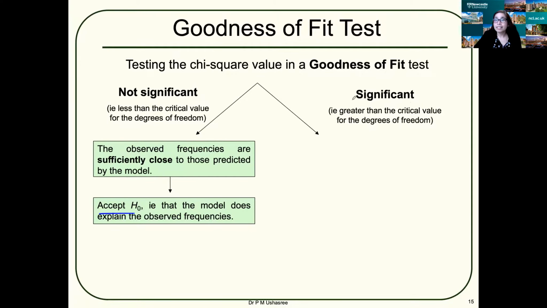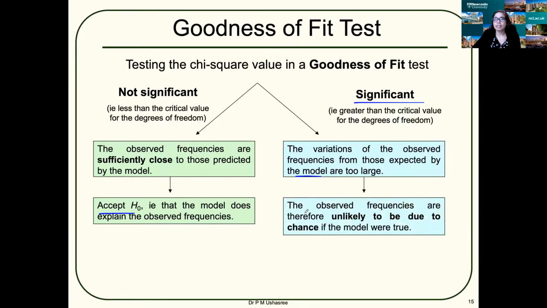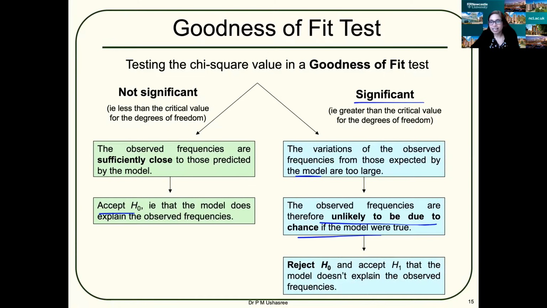Then the other case is significant, that is, greater than the critical value for the degrees of freedom. The variation of the observed frequencies from those expected by the model is too large. They're very far away. The difference is large. The observed frequencies are therefore unlikely to be due to chance if the model were true. So what do you do then? You reject the null hypothesis and accept the alternative hypothesis that the model doesn't explain the observed frequencies.